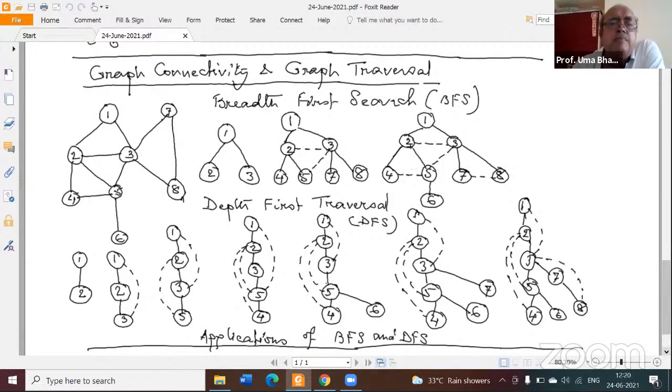But yes, I was wondering why I made the mistake. This dotted line will be from 3 to 1, not 5 to 1. Just I'm putting my hand. It's not 5 to 1, it will be 3 to 1.